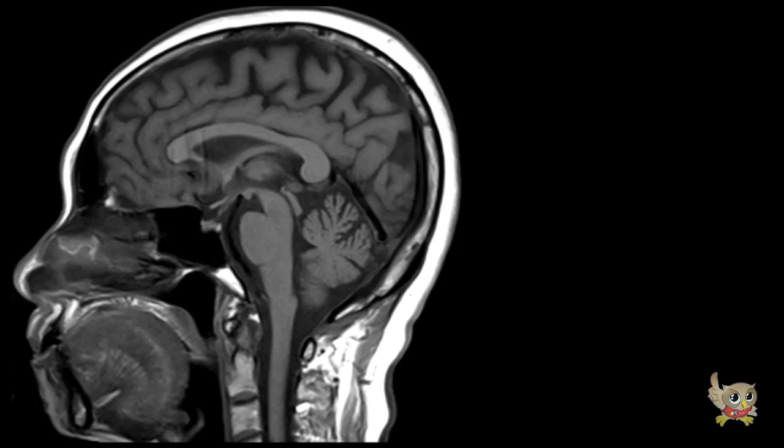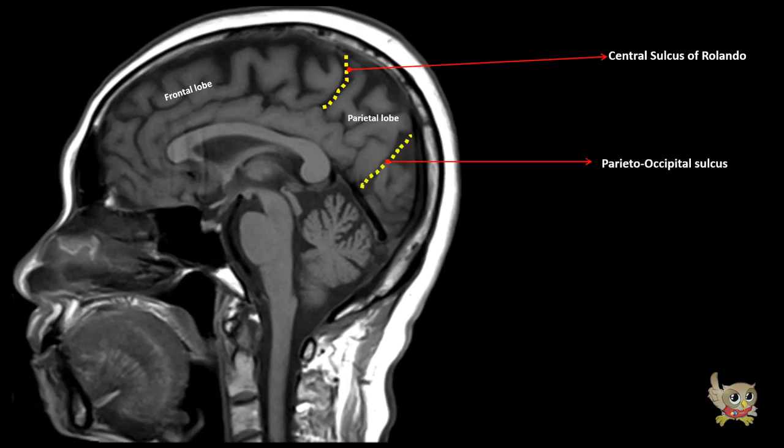Above the cingulate sulcus, you can appreciate three cerebral lobes here: the frontal lobe, the parietal lobe, which is separated from the frontal lobe by the central sulcus of Rolando, while the parieto-occipital sulcus separates parietal lobe from the occipital lobe.